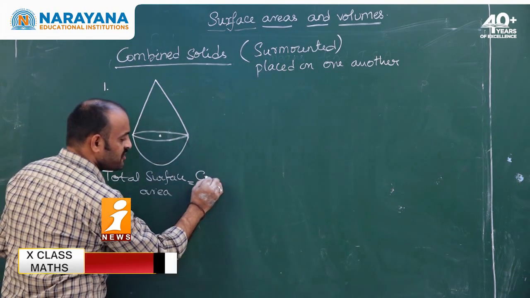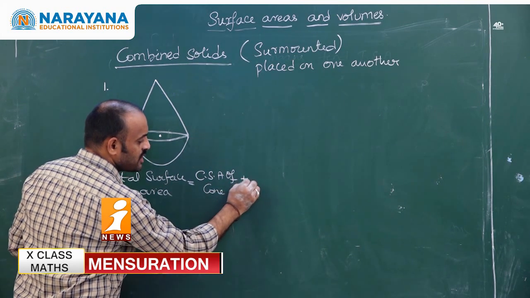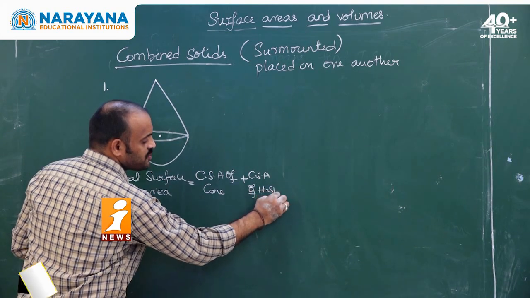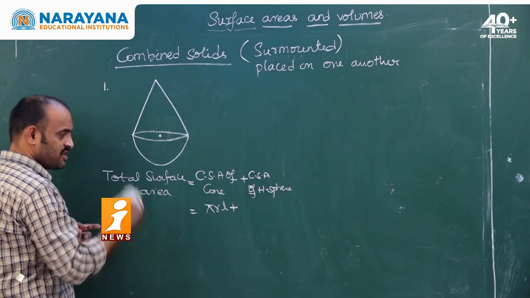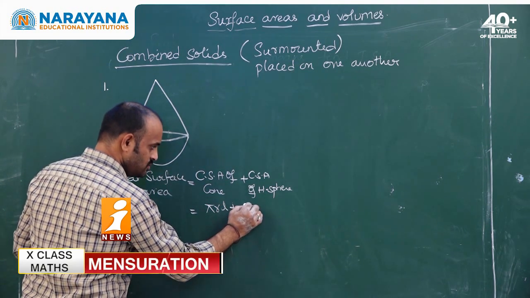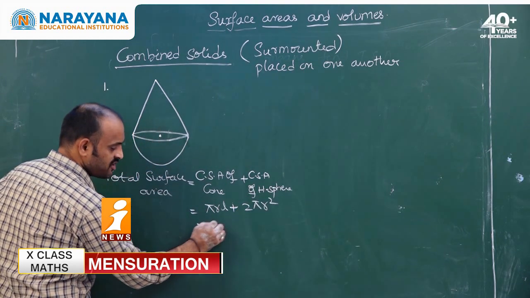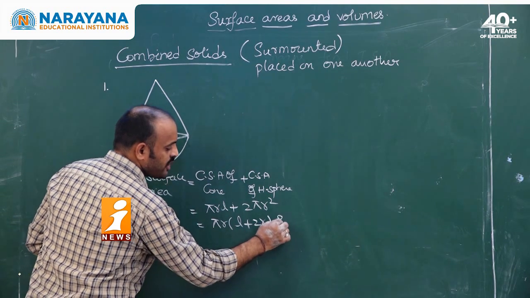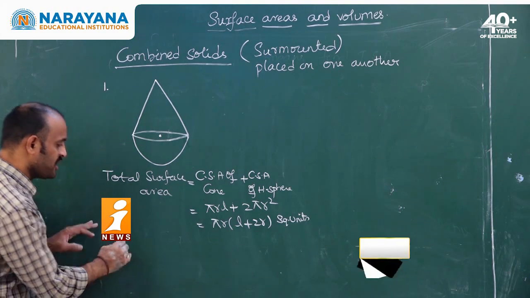So curved surface area of cone plus curved surface area of hemisphere. What is the curved surface area of cone? Pi r L. What is the curved surface area of hemisphere? 2 pi r square. So if you take pi r common, pi r into (L plus 2r) square units. Right.